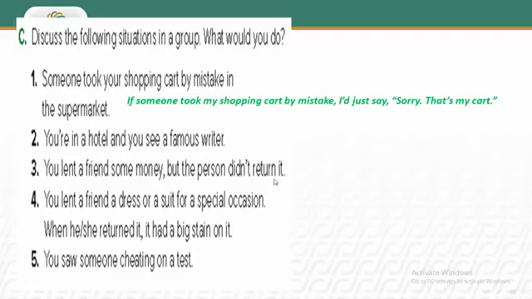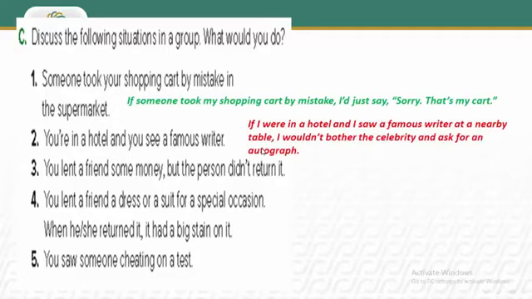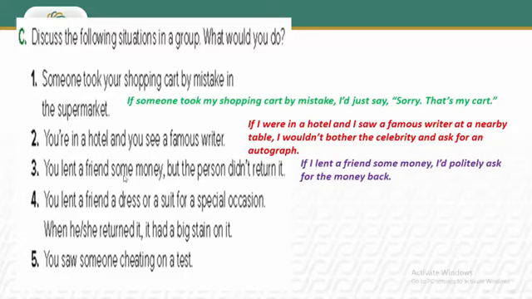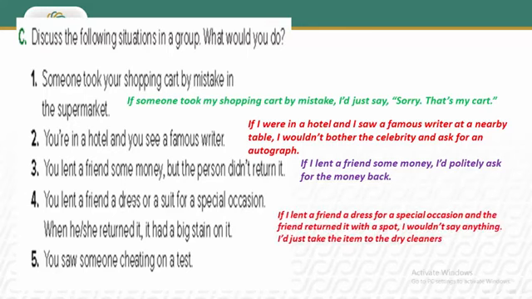For example, someone may think positively, another one may think negatively. It's up to you. For example, if I were in a hotel and I saw a famous writer at a nearby table, I wouldn't bother the celebrity and ask for an autograph. Now you are going to read the rest and compose answers according to your own opinion.